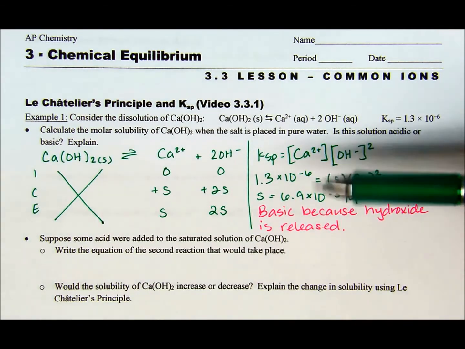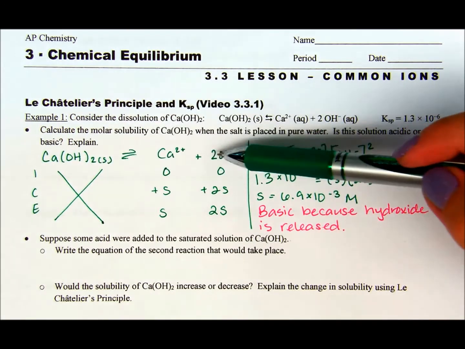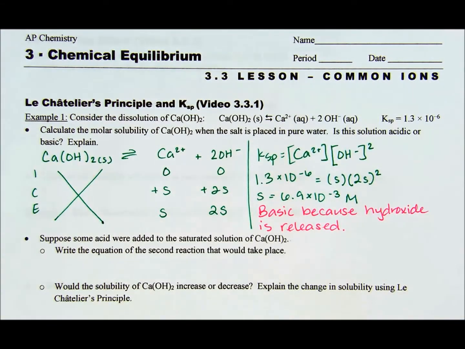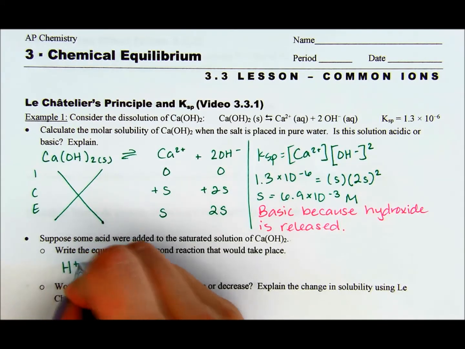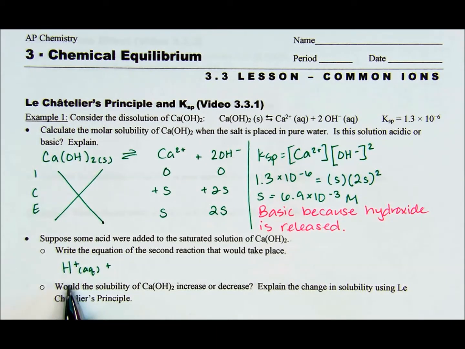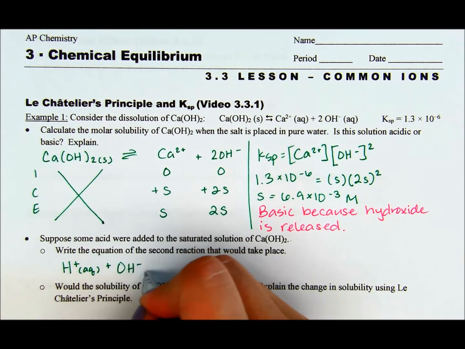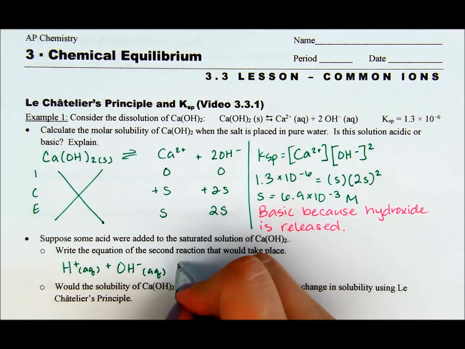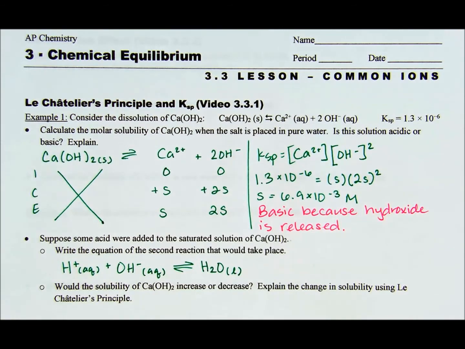Now let's suppose some acid were added to that saturated solution of calcium hydroxide. So we have this solution going on, and we write some acid. Let's see what secondary reaction is going to take place. An acid produces H plus in solution, so we have H plus. And that hydrogen ion is going to specifically react with hydroxide. Plus attracts minus, so plus OH minus, aqueous, and that is going to form H2O, liquid. That would be our side reaction that takes place.